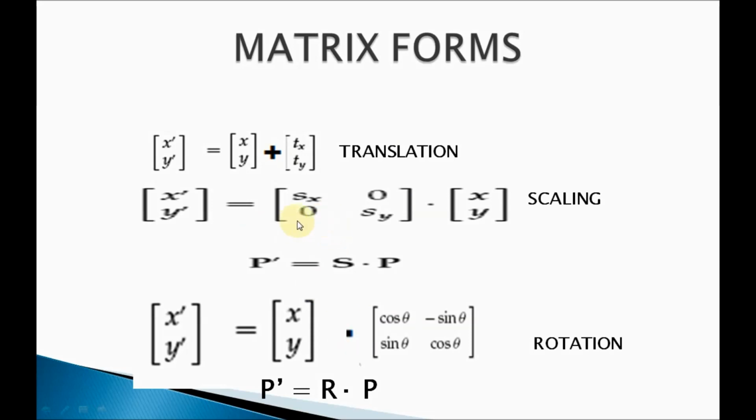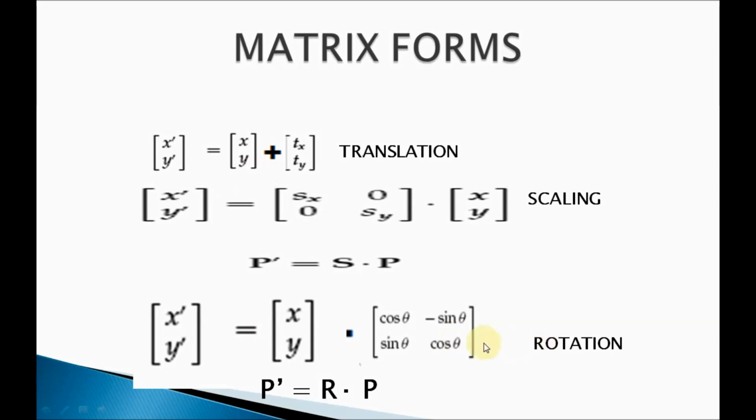Here in scaling, x and y are the old values, x dash and y dash are the new values, and sx and sy are the scaling parameters. Here you can see p dash is equal to s into p. Translation can be given as p dash is equal to t into p. Scaling: p dash is equal to s into p.